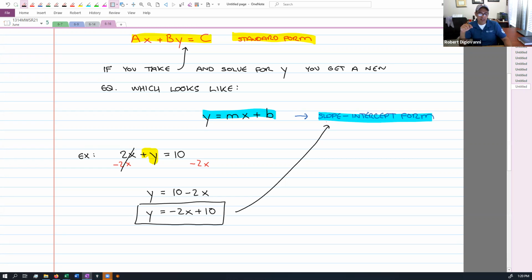Now, what makes this form nice and easy to sketch is the following. This number that's back here is always going to be your y-intercept. Always, all right? Whatever number's in the back, in this case, it's positive 10. That's our y-intercept. And then the number that's in front of x, just the number in front of x, not x itself, is what we call the slope of the line.